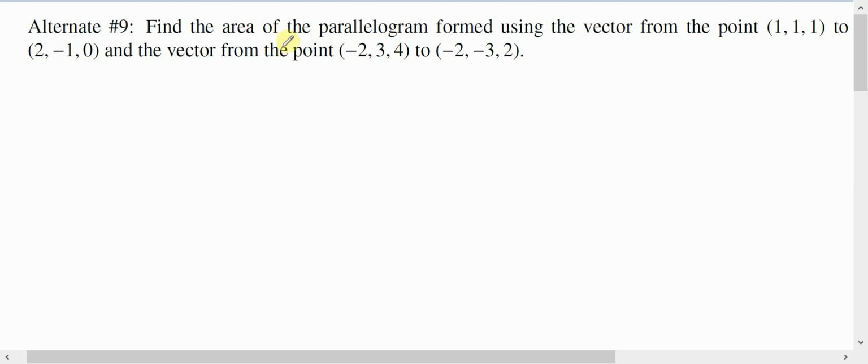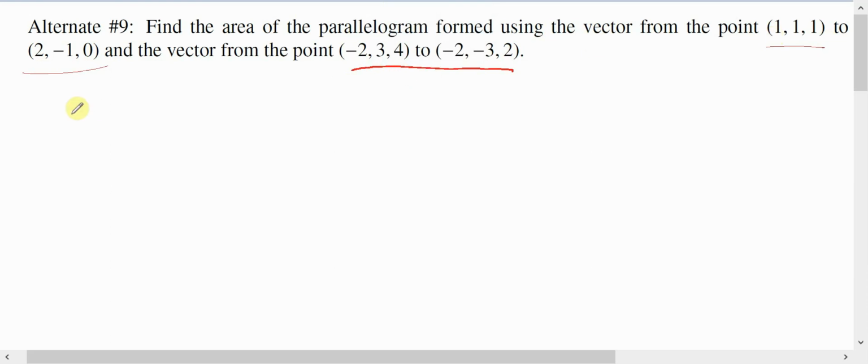This problem asks us to find the area of a parallelogram using the vector that goes from (1, 1, 1) to (2, -1, 0), and the vector from these two points. Essentially, these two vectors are not attached to each other right now. They're floating around out in space in R3.